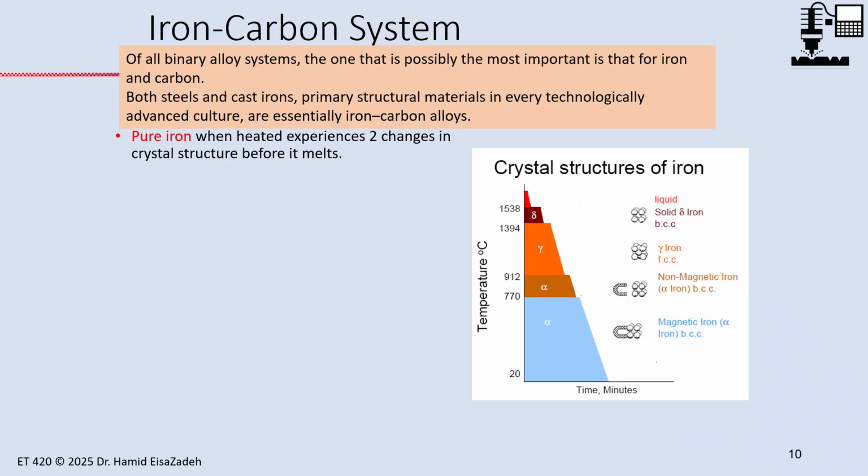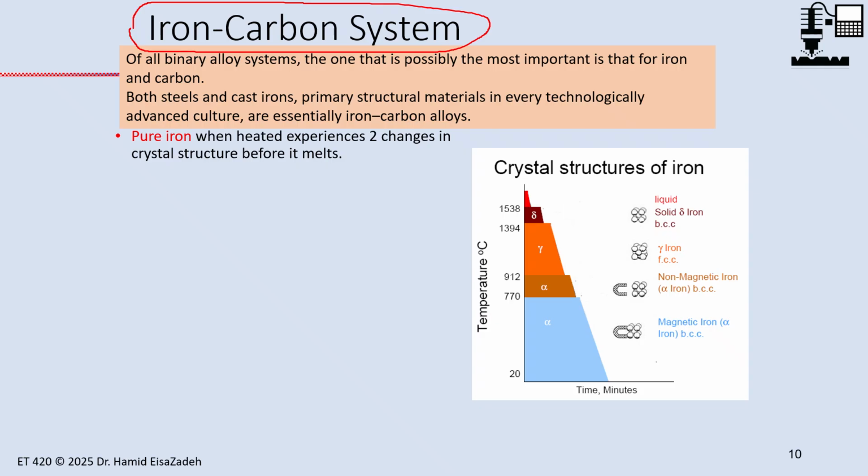So far we discussed the phase diagram of the simple copper nickel alloy. Here we are going to discuss the iron carbon system, a very well known phase diagram, and this is important for iron and carbon. If you want to understand the phase diagram of iron carbon, there are some terms that you should know.